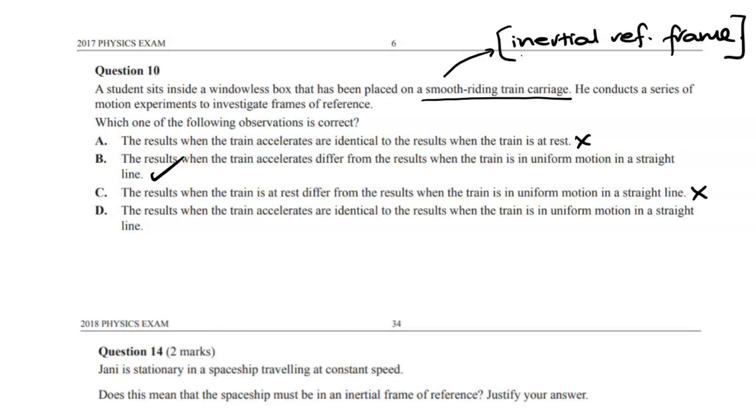So C is incorrect. The results when the train accelerates are identical to the results when the train... Oh my gosh, no. Not an inertial reference frame. Not true. So B's got to be our answer here. Get it? Got to be our answer.